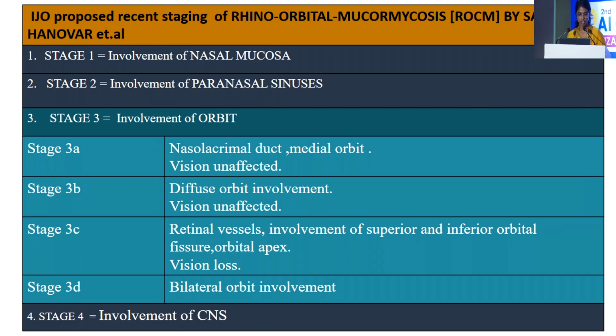In stage 1, there is involvement of nasal mucosa. Stage 2, involvement of paranasal sinuses. Stage 3, involvement of orbit. In stage 3A, nasolacrimal duct and medial orbit are involved. Vision is unaffected. Stage 3B, diffuse orbit involvement. Vision is unaffected. Stage 3C, retinal vessels and superior and inferior orbital fissure involvement. Orbital apex is involved. There is vision loss. Stage 3D, bilateral orbital involvement. In stage 4, involvement of CNS.